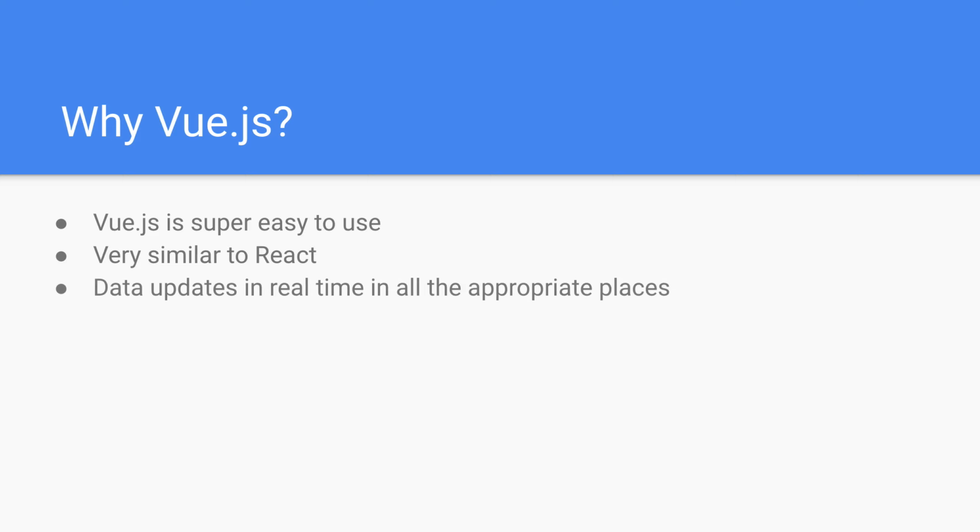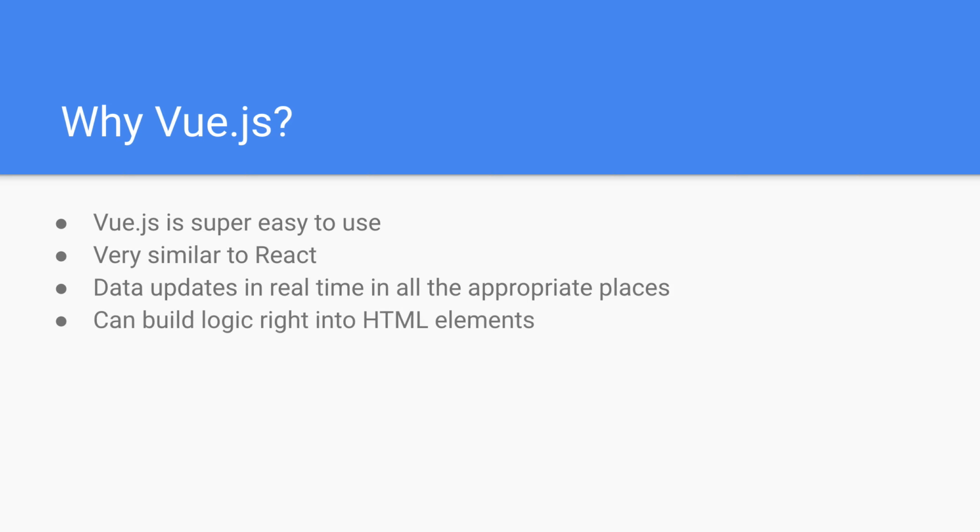The data in Vue.js updates in real time in all the appropriate places. This is one of my favorite things about it. No need to call special update functions that will re-render the page or basically update all your variable values. You simply change the value of the variable, and in all the appropriate places it changes just like that.